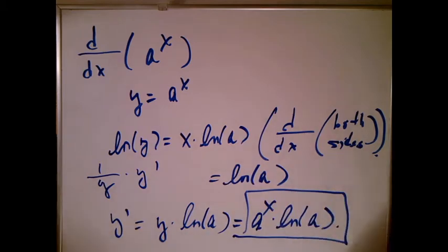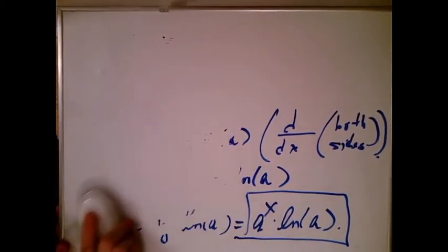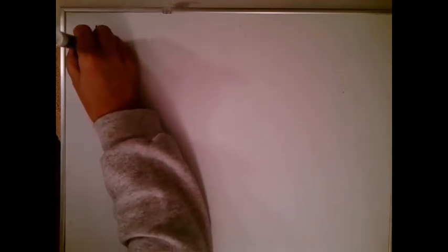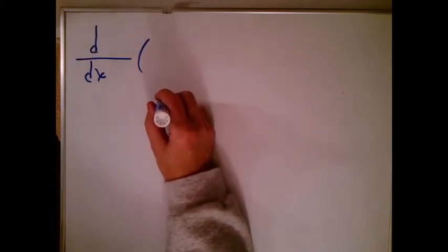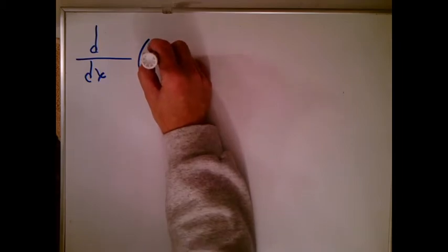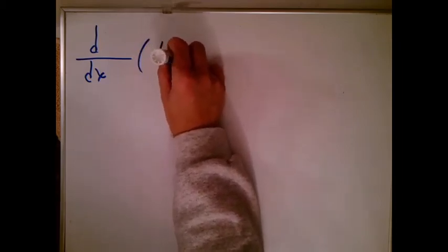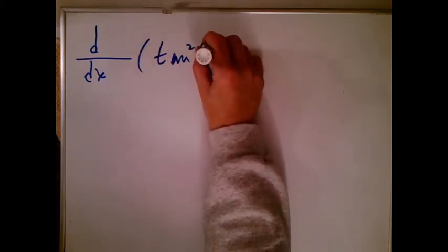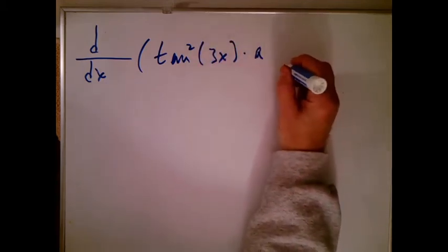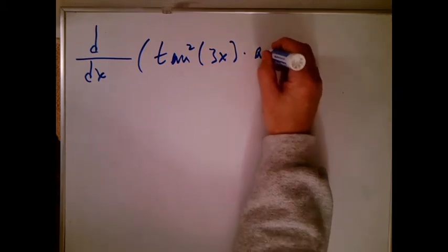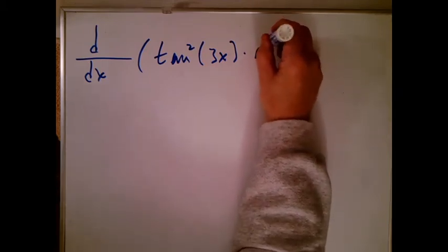Let's take the derivative of something that looks sort of complicated that involves it, just so you see what we have to write down, what we don't have to write down. How about if we have the derivative of tangent squared 3x, trying to practice everything we've learned up to this point, times a to the 5x squared.